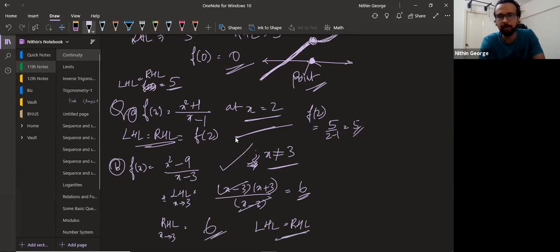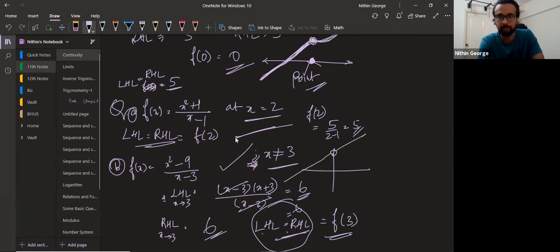So is it continuous at the point x equal to 3? Yes, sir. Only if it is equal to the value of the function at that point will it be continuous. But LHL, RHL, both are 6. That is fine. Both are the same. But is it equal to the value of the function at that point? Look, the graph will be like this, x minus 3. Okay, so this is the point 6. It will go like this. At this point, at x equal to 3, let this be the point. At x equal to 3, what happens?